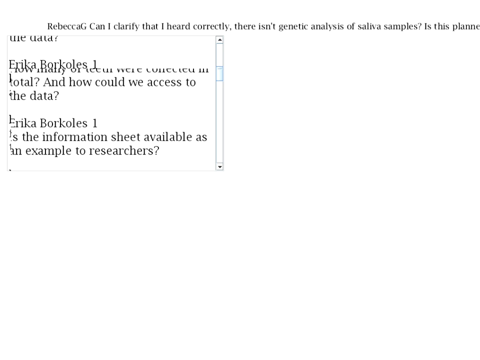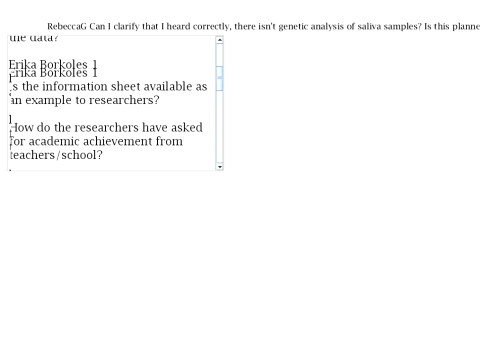Says, how do the researchers ask for academic achievement from teachers, schools? If you want to see the actual questionnaires, the teacher questionnaires are available on the CLS website, so you can see the questions that were asked, and the teacher data is included as Pravitha showed you. The teacher data sets are included as part of the data resources as well.